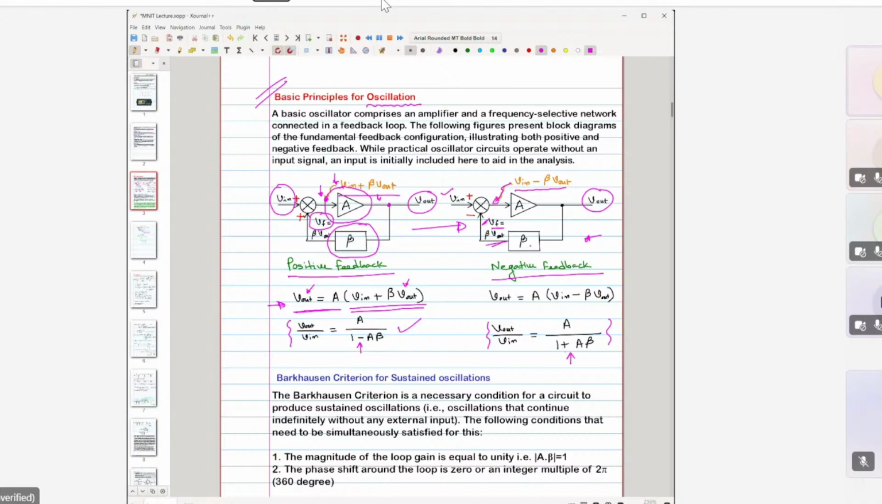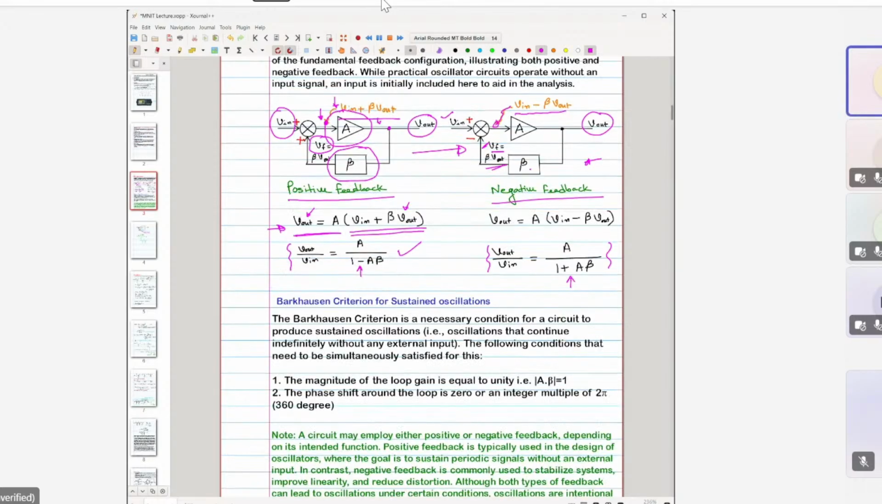Now, if you connect any amplifier and any feedback system in this configuration, that will not ensure that you get oscillation out of it. To get oscillation, you have to satisfy some criteria, and that criteria is called the Barkhausen criteria. The Barkhausen criteria says that the magnitude of the loop gain has to be equal to unity. What do you mean by loop gain? Loop gain means the gain of this entire loop, and the loop is this one.